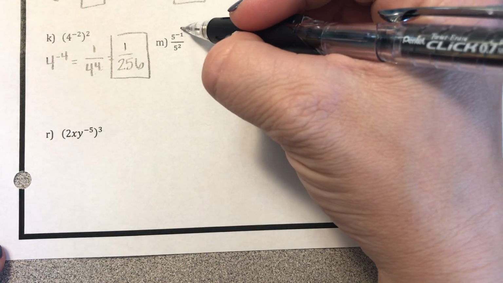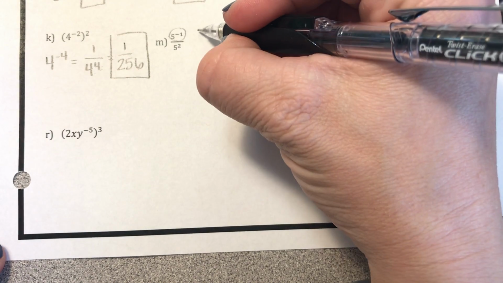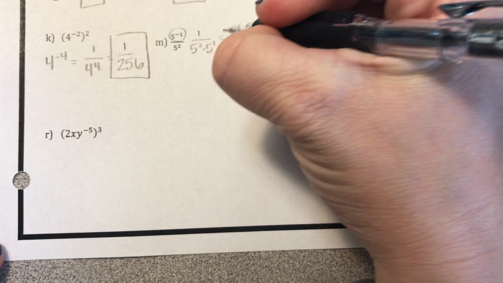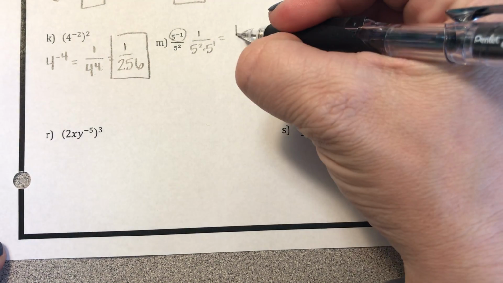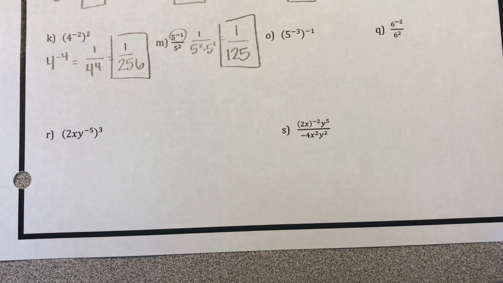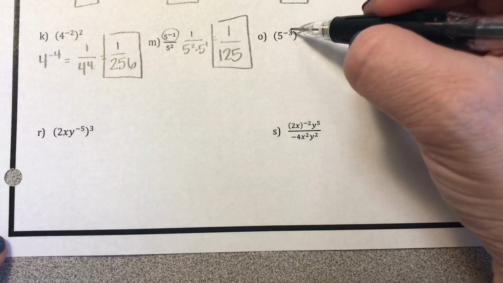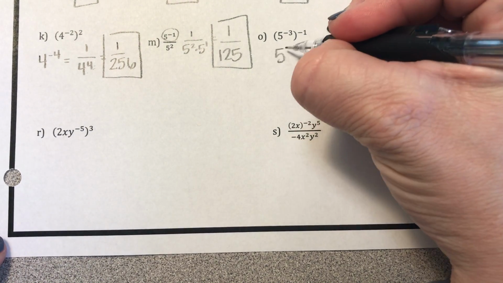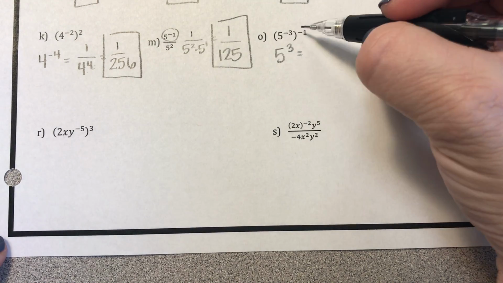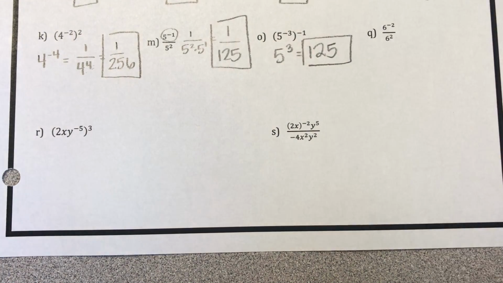On letter M, alert, alert. I'm in the wrong part of the fraction. Move me down here. So now I have 5 squared times 5 to the 1st. Well, we know that that's 5 to the 3rd, which is 125. Letter O, I have negative 3 times negative 1, which is 5 to the 3rd. It's positive because it was a negative times a negative. So that's just 125.